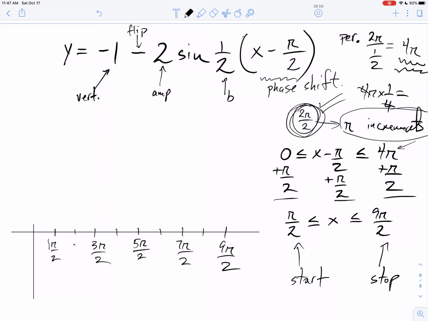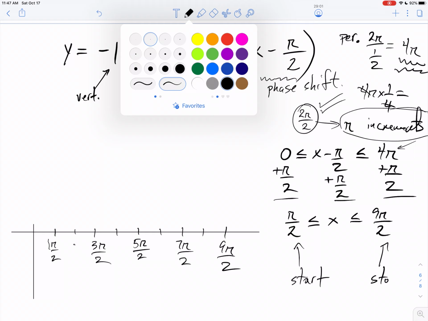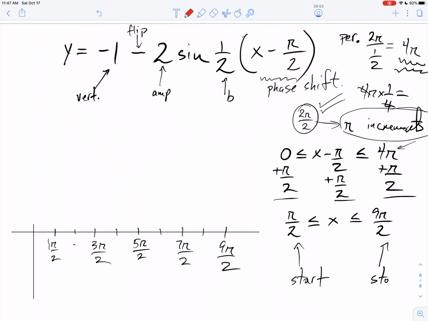I hope so. I am going to grab a red pen. Whoop, come on, red pen. And I'm going to go down 1 unit. Oh, you know what? I'm going to redo that. Down 1 unit, give myself a little more room. And I'm going to call that thing -1, and I'm going to mark it as my center line.